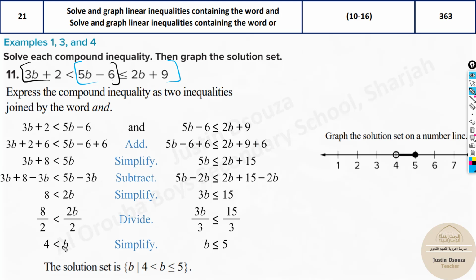And now what is the answer? b is greater than 4. It's just greater, so you can see there is a hole over here and greater than 4 is to the right side. And b is less than or equal to 5. Less than or equal means a point, and it's all within this. So all this is the solution. That's it. Now that's about "and".